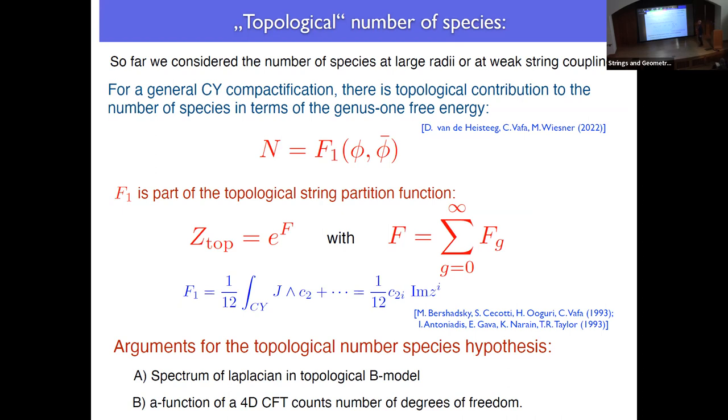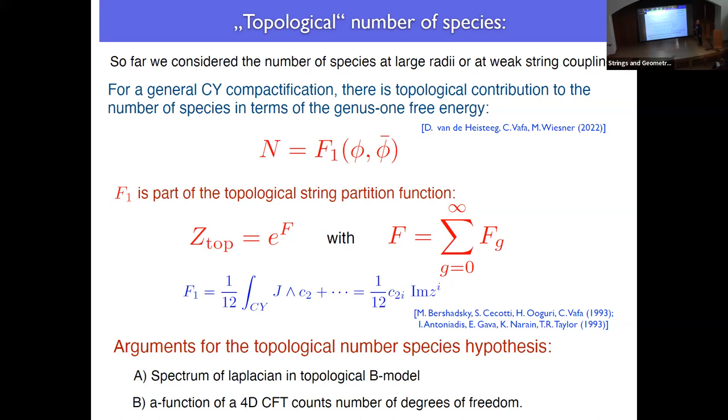And concretely, it can be expressed for Calabi-Yau compactifications as an integral over the second Chern class, where J is the so-called Kähler class. And as you will see later, it can also be expanded in terms of the moduli, in terms of the scalar field. And then the C2Is are the so-called second Chern numbers. So this is a topological quantity.